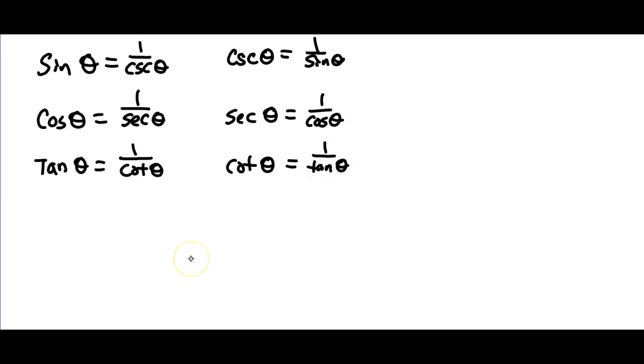You can define them like we did before. We say opposite over hypotenuse, hypotenuse over opposite. You'll see them written out both ways. You'll have to use recall both ways for different types of problems. So just keep that in mind.